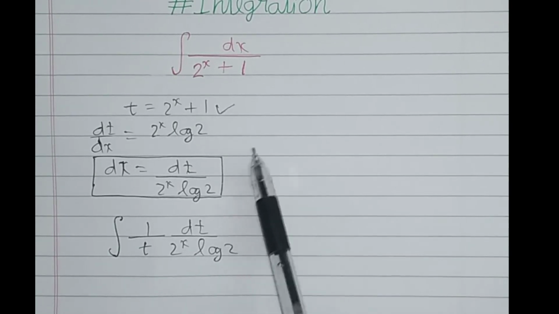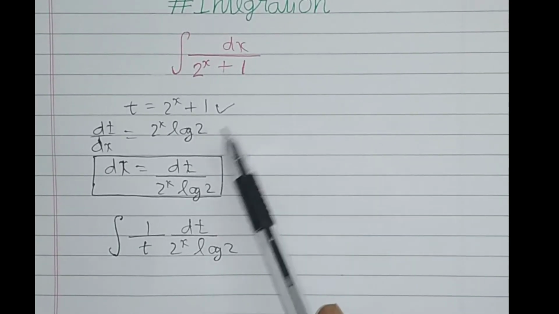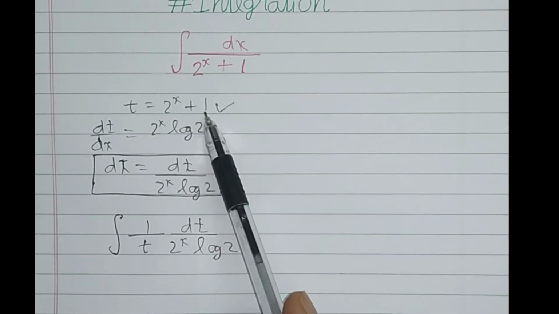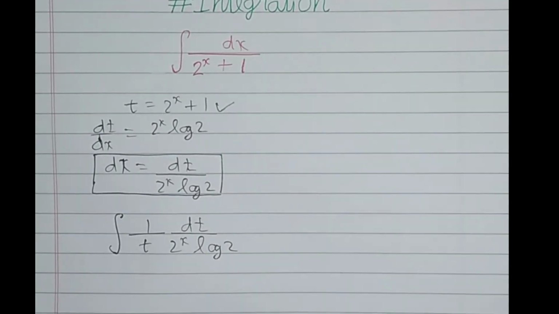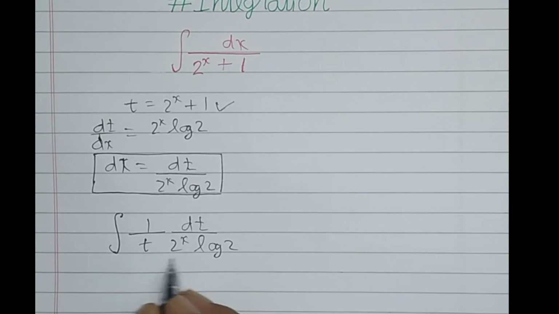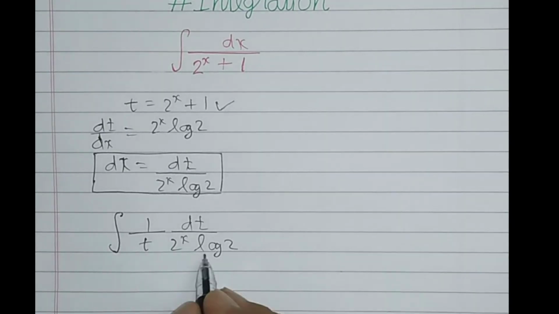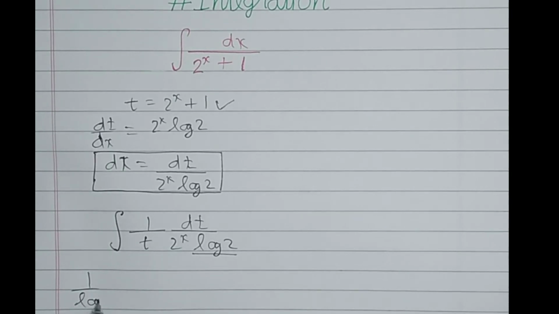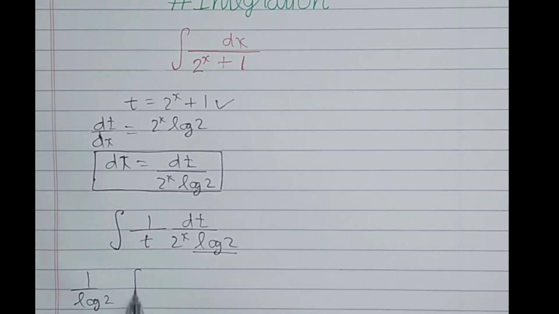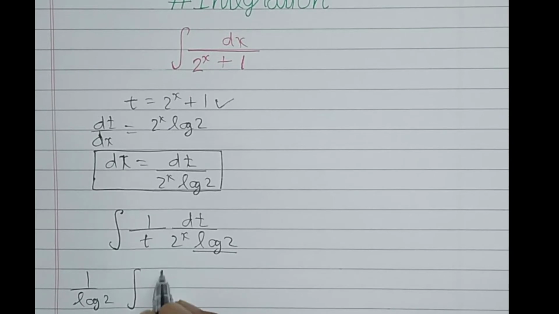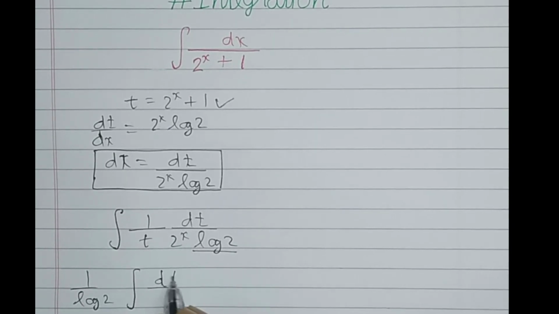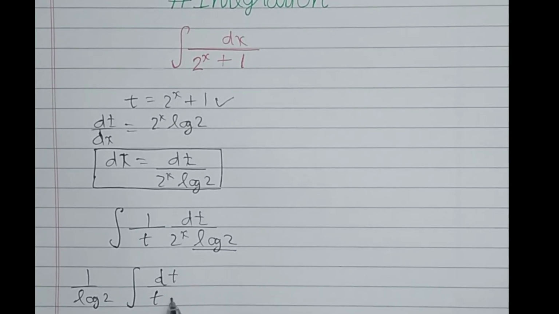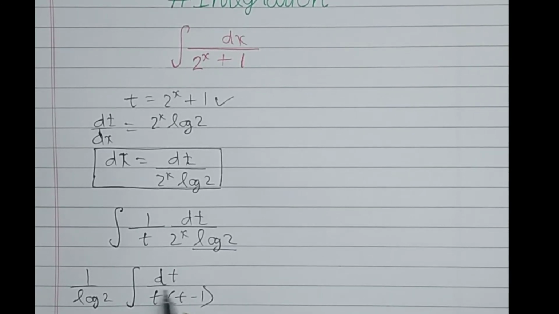Here I can see that t equals 2 power x plus 1. So I will get 2 power x equal to t minus 1, taking the 1 to the opposite side. So I will get the 2 power x value. Now log 2 is a constant, so I take log 2 outside, and I have 1 upon t, dt upon 2 power x, which is t minus 1.